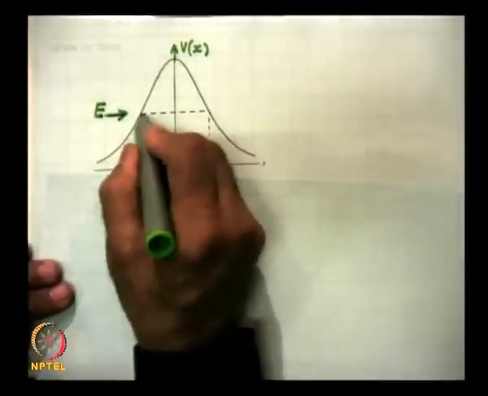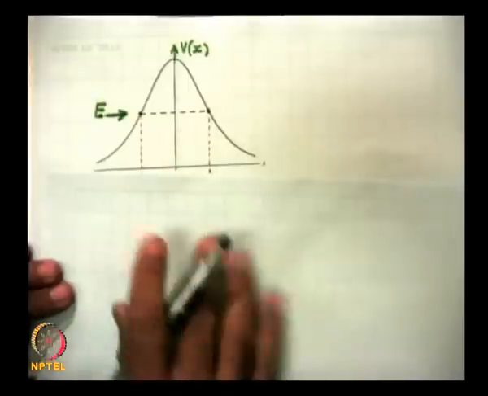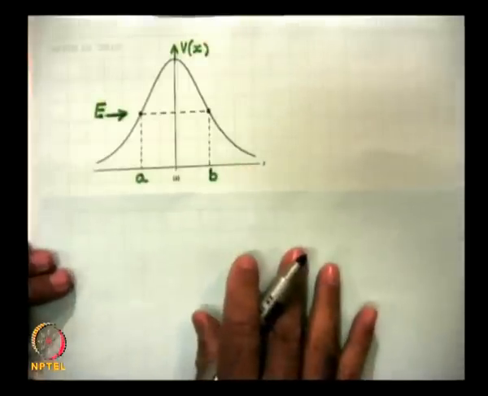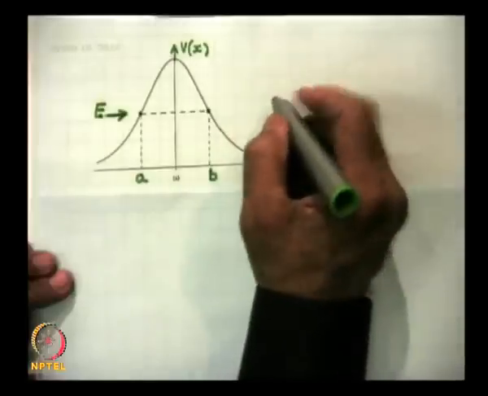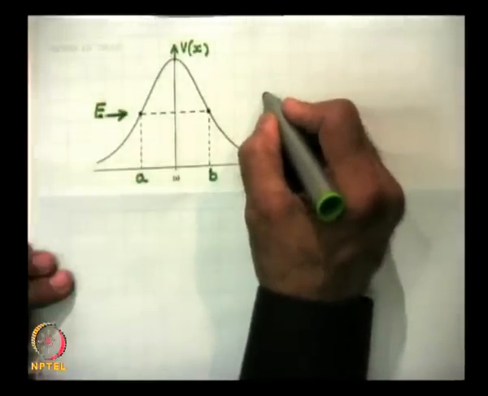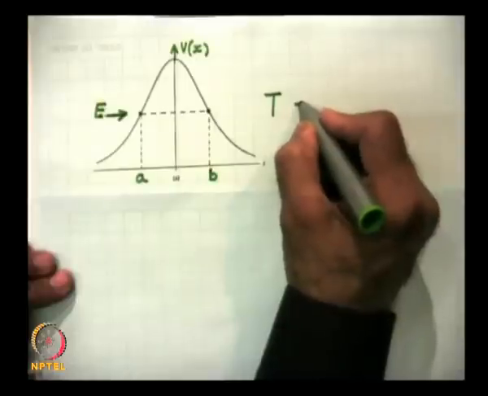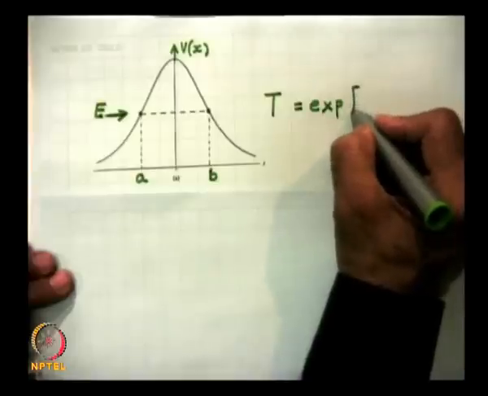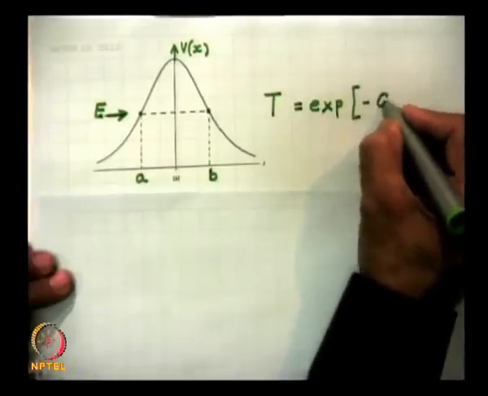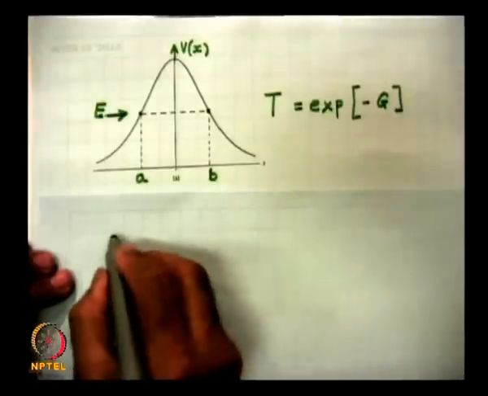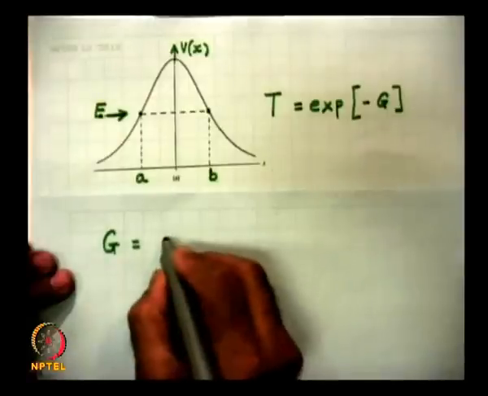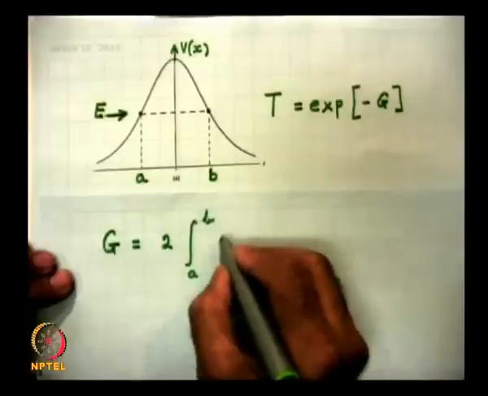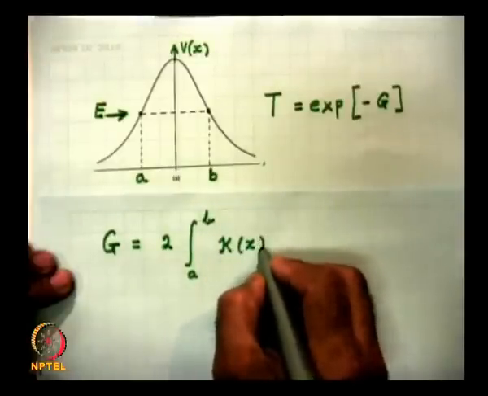So, E is equal to V of x at these 2 points. These are the 2 turning points which we denote by A and B, and we found that the tunneling probability is equal to exponential of minus g, where g is equal to 2 integral A to B kappa of x dx.